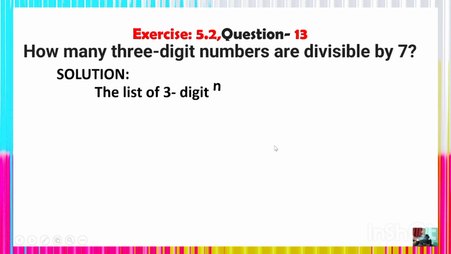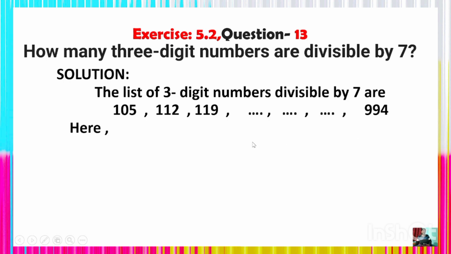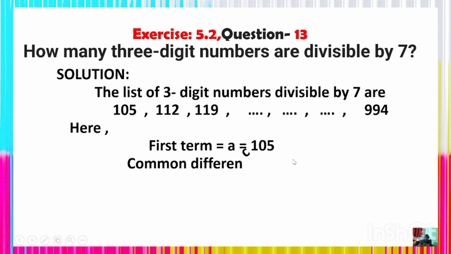The list of 3 digit numbers divisible by 7 are 105, 112, 119 up to 994. Is it clear? Here you see the first term a is equal to 105. The common difference d is equal to a2 minus a1, which is 112 minus 105. What is that? Yes, 7. Thus the common difference is 7.